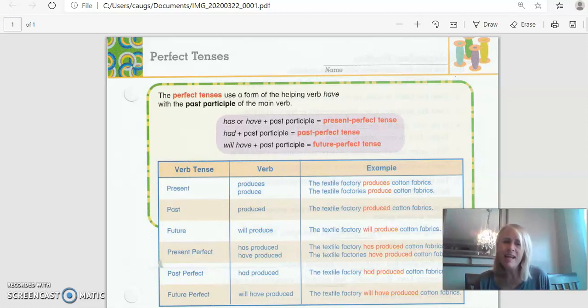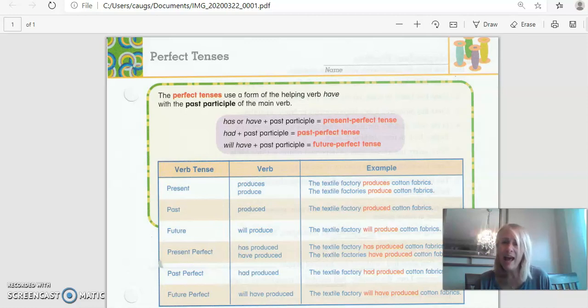So let's begin. Today, let's look at the top. We're looking at perfect tenses. Perfect tenses use a form of the helping verb have and the past participle with the main verb. This section in the purple or the lavender section is going to be kind of important to you because you're going to refer back to this section.